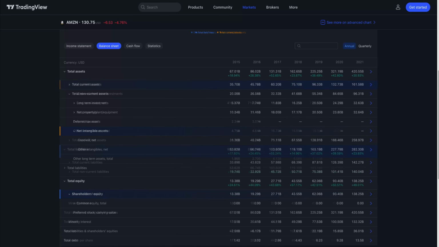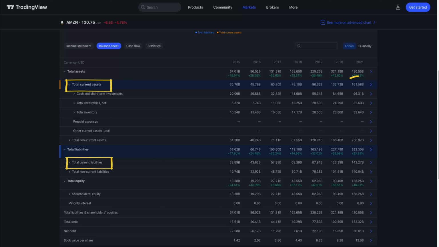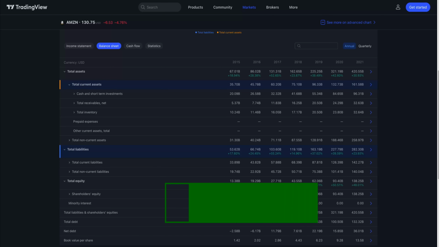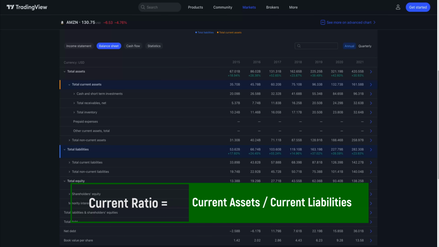The second point of focus is to check the current ratio. To do that, we divide the total current assets by the total current liabilities. For Amazon, that would be the $161.58 billion divided by $142.27 billion. The number that we will get is the current ratio, and in this case it is 1.13.